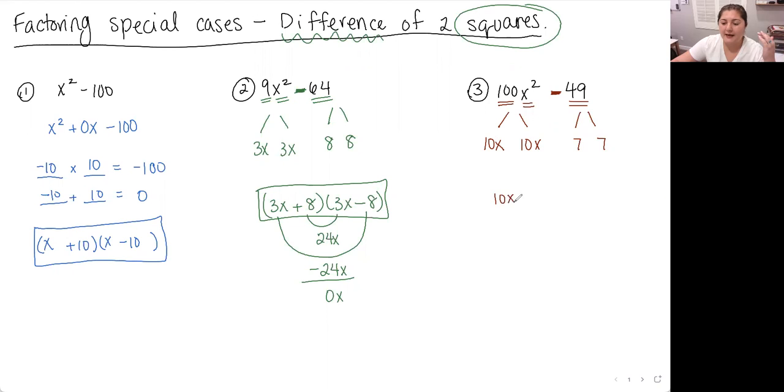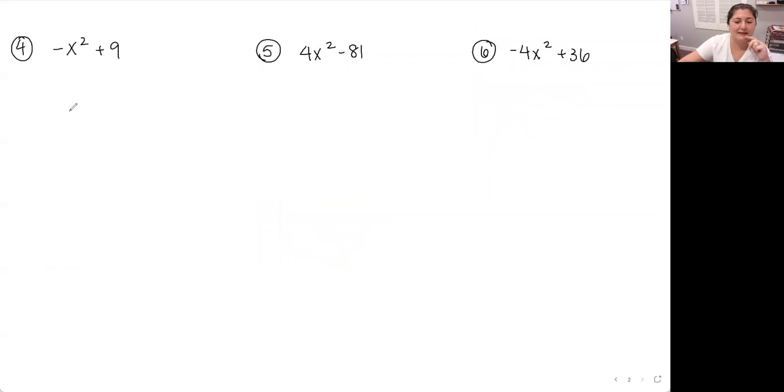So I'm going to place 10x plus 7 and 10x minus 7 in each set of parentheses, call it a day, and move on to the next problem. Let's take a look at the next one.